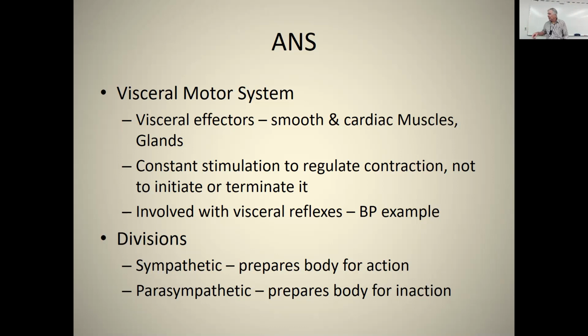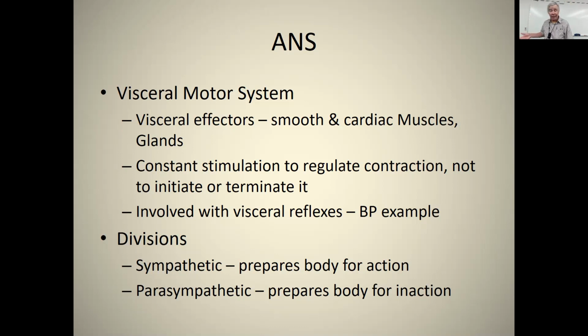All right. The parasympathetic prepares body for inaction, so it turns off heart, lungs, skeletal muscle, or tones them down, even tones your brain down a little bit, but fires up your GI tract. This is called the arrestor.